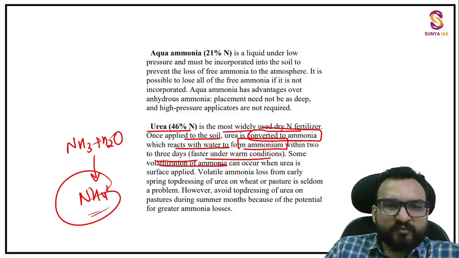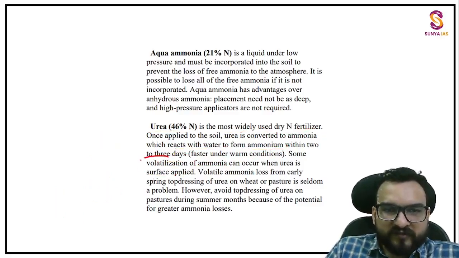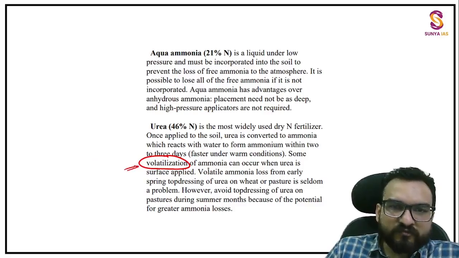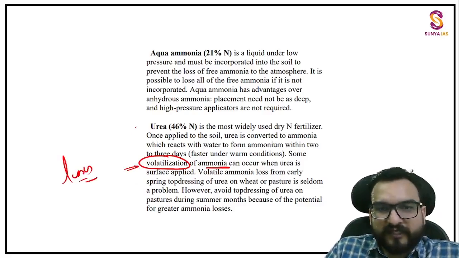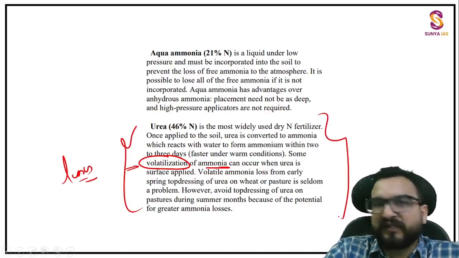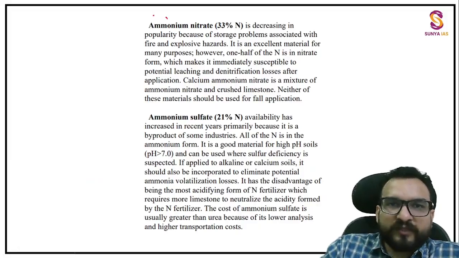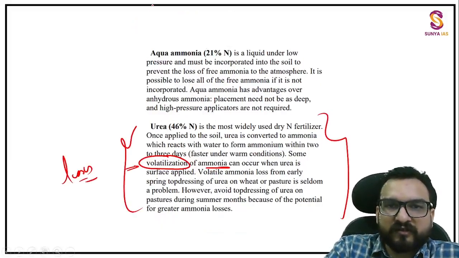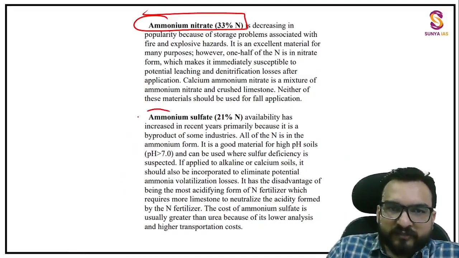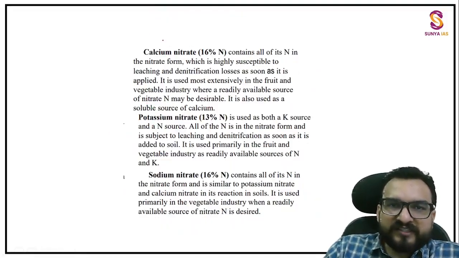Some volatilization. What is volatilization? Don't worry. In this lecture only, I will be telling you volatilization of ammonia. In losses, we have to understand that. Don't worry about it. Right time, you will be getting it. So first learn it, then read the PDF, guys. Ammonia is there. Ammonium nitrate is there. 33% nitrogen is present over here. Ammonium sulfate is there. Okay, calcium nitrate is there.